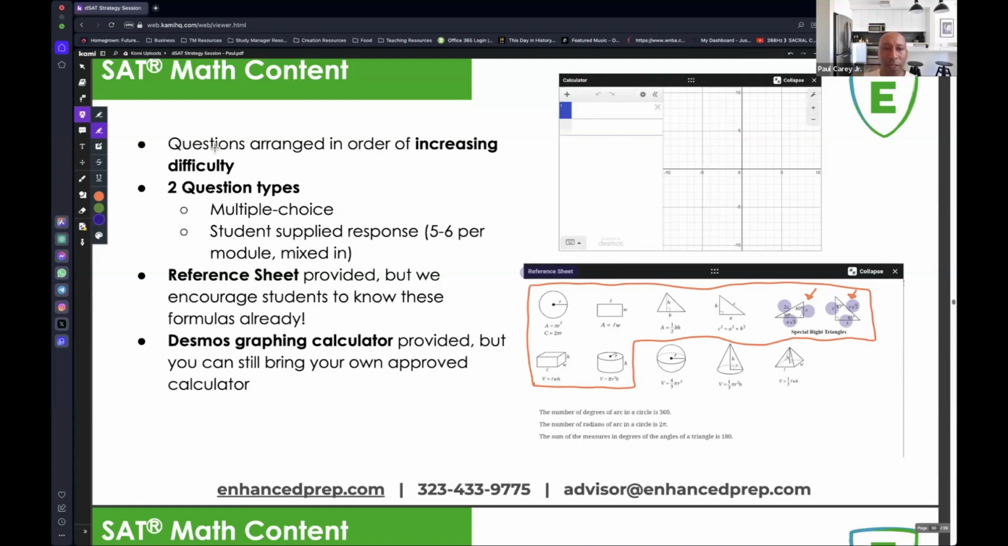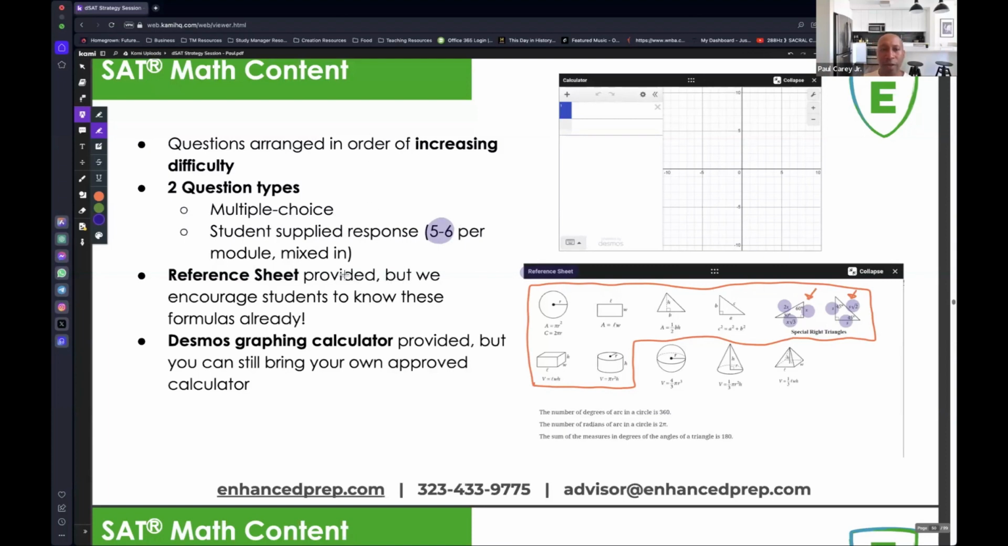As far as the questions, they're typically arranged in increasing difficulty, but that's not necessarily always true with the digital SAT. You can get questions all over the board. That's something that changed from the SAT to the digital SAT. The SAT used to always be easy to hard. With the digital SAT, they can be a little throughout both, okay? There are 2 question types: multiple choice and student response. And these are going to be about 5 to 6 per module, okay? And these are going to be mixed in, as opposed to how the SAT was previously, where you had all of the multiple choice first, and then you had the free response at the end, okay? So now they're just all mixed together.